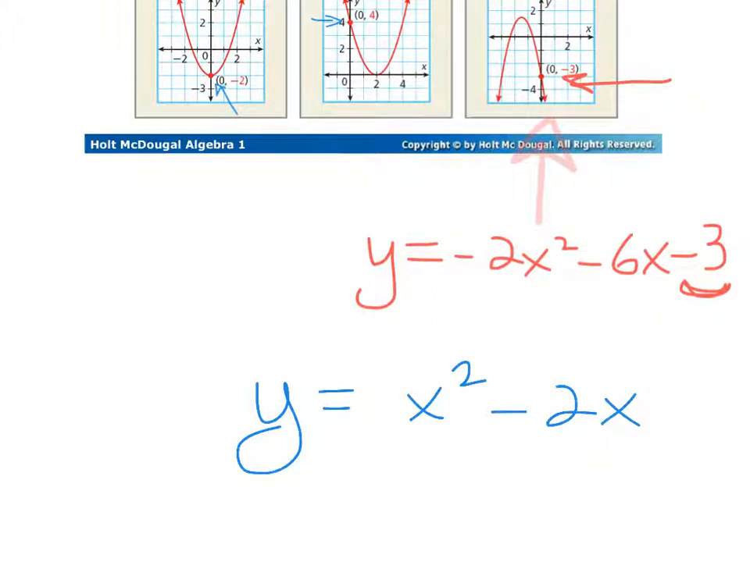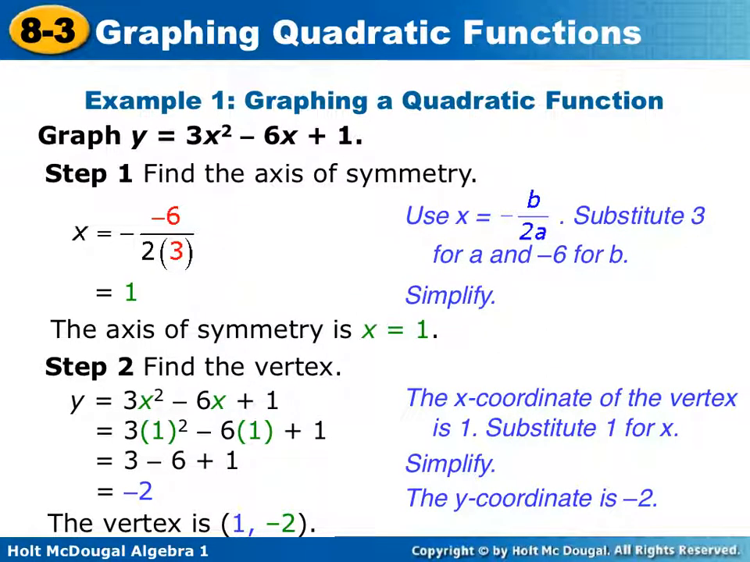Everybody see that? There's nothing there. There's no constant, so your y-intercept on this equation is going to be 0. All right, so let's see this in action. The first thing we're going to do when we use this new technique is to find the vertex. Now, the steps to find the vertex are the same thing we did last night for homework.